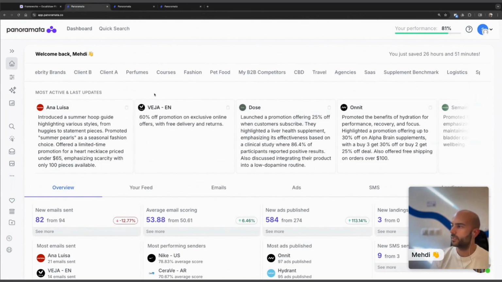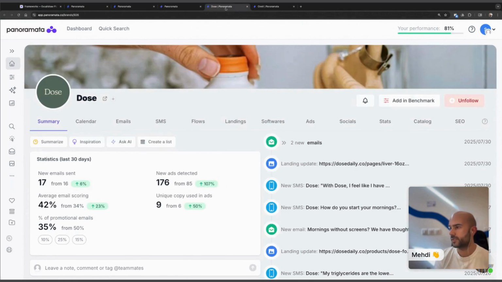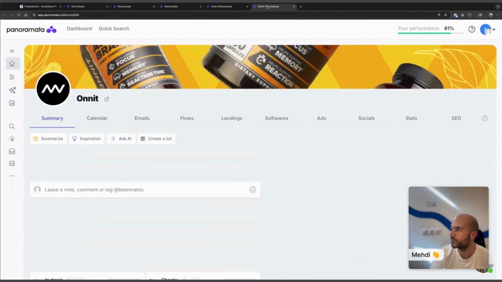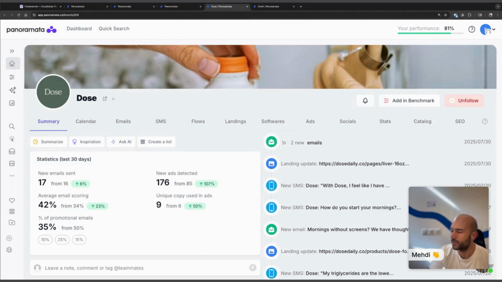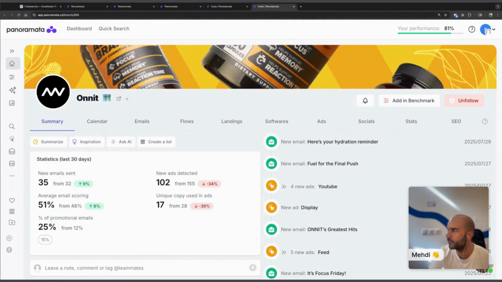If you're specifically interested in one very specific competitor, because that's the one that you want to have a look at and you want to understand what they're up to, you can do so too on the platform. So here we have company pages. Here we have Those, which is a supplement for the liver. Here we have On It, which is a supplement company as well, much more in the sport area. And each tab here is gathering data for you automatically on the platform.